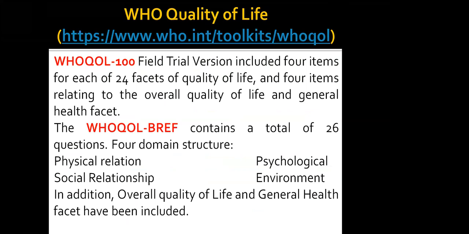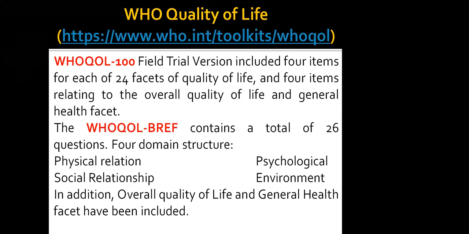Now, there were 24 facets of quality of life with 4 items in each facet, and 4 items relating to overall quality of life and general health. So it was a very lengthy questionnaire. So WHO converted it into a brief questionnaire, which contains a total of 26 questions. It is based on a 4 domain structure: physical, psychological, social relationship, and environmental. In addition to these, overall quality of life and general health facets have also been included. So this is the most commonly used quality of life scale.